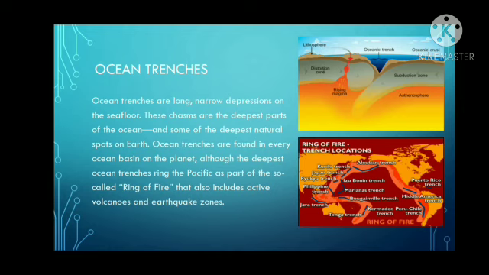Ocean trenches, or oceanic trenches, are long, narrow depressions on the seafloor. These chasms are the deepest parts of the oceans, and some of the deepest natural spots on Earth. Ocean trenches are found in every basin on the planet, although the deepest ocean trenches ring the Pacific, as part of the so-called Ring of Fire that also includes active volcanoes and earthquake zones.